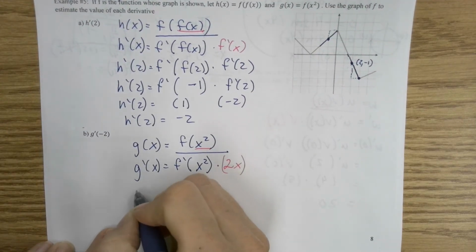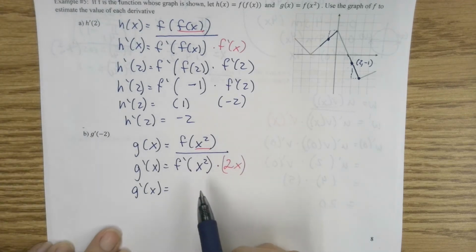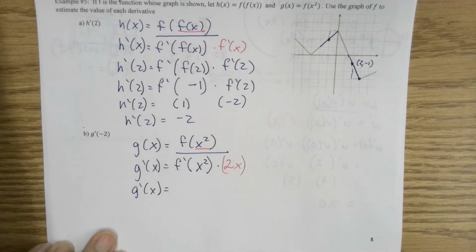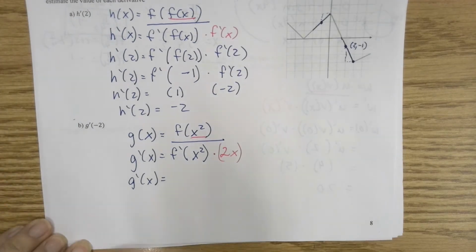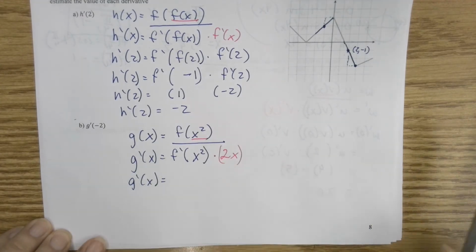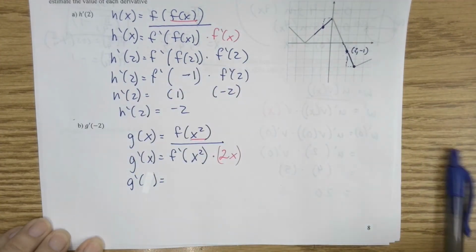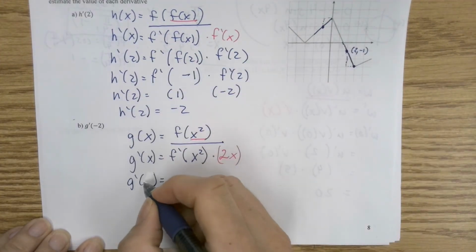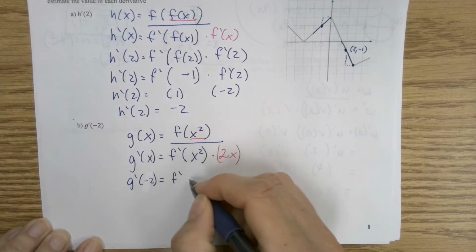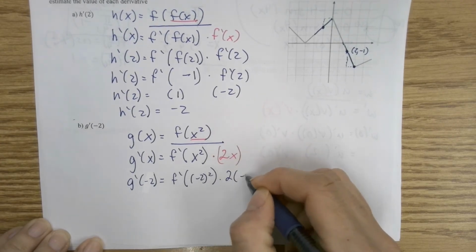Okay, so what we're going to do is, at this point, not g prime of x, let's actually substitute what x is. So we are finding g prime of -2. I'm going to substitute -2 in everywhere where I see an x. So we have f prime of (-2) squared times 2 times -2.